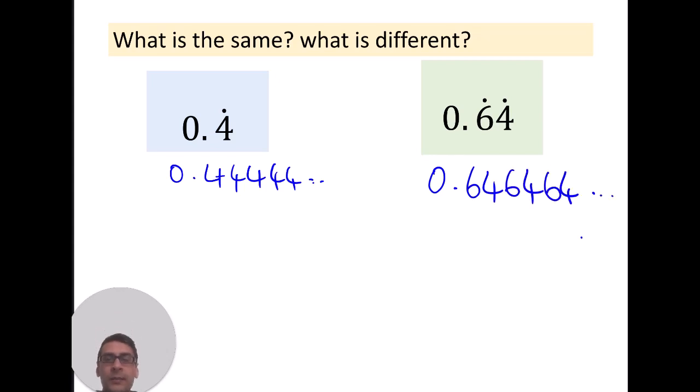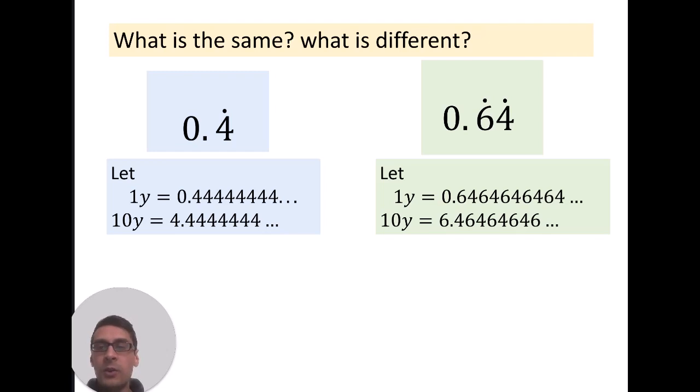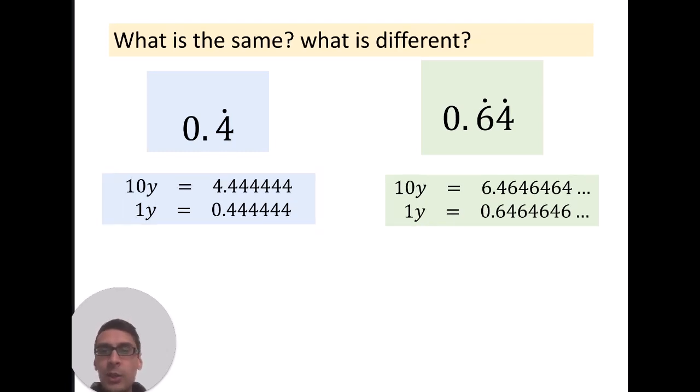0.646464 recurring. So if we use our algebraic strategy from the previous video, and then we've got y and 10y, in both cases you may spot that we're going to encounter a problem here. So I'm just going to swap the y's, put the 10y's on the top. So this is now in order.